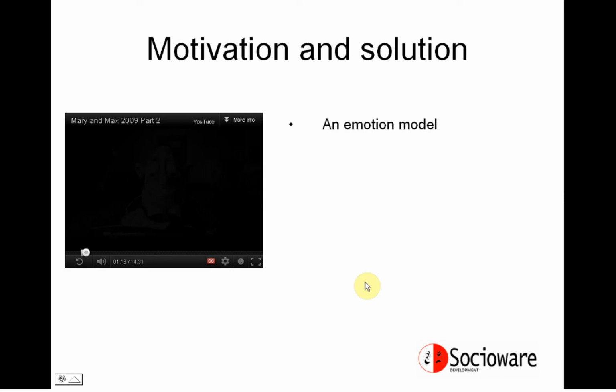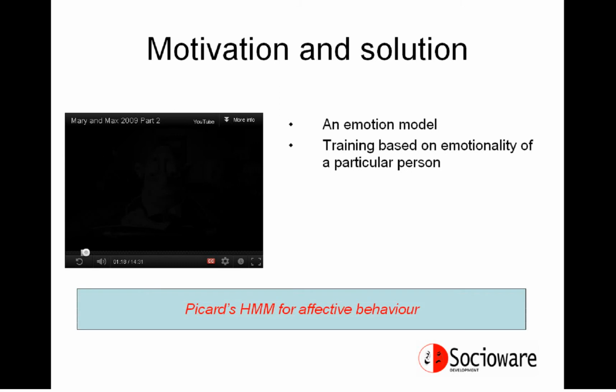The central point of Max is his emotion model that should be programmatically feasible to integrate in an embodied conversational agent. Moreover, this model must allow adjustment according to a concrete person. These requirements are met by Picard's hidden Markov models for affective behavior that on the one hand provide an approximation of human emotionality, on the other hand can be implemented computationally.